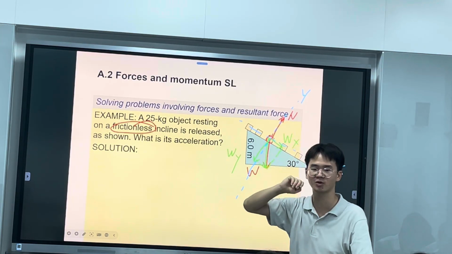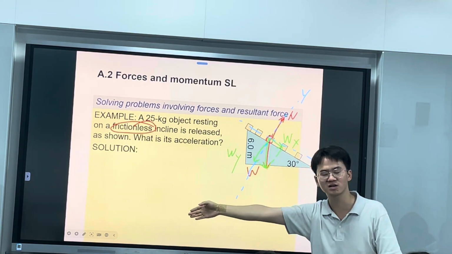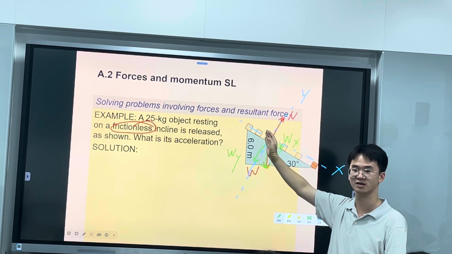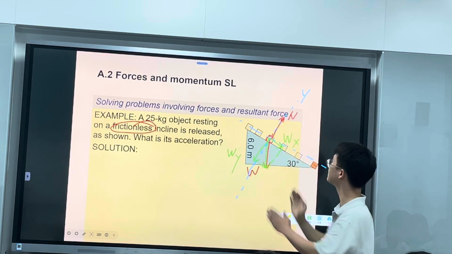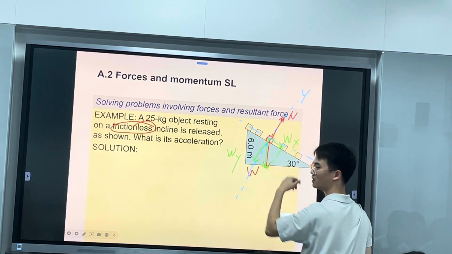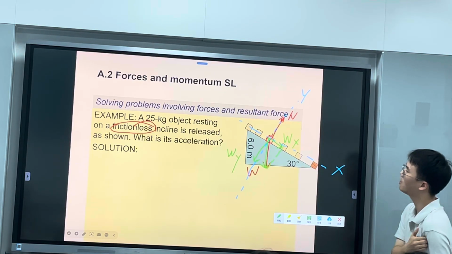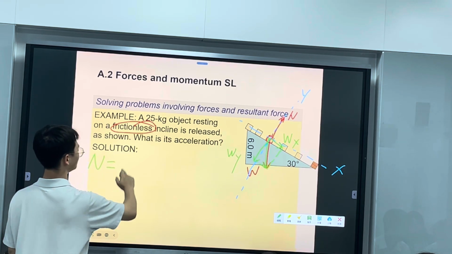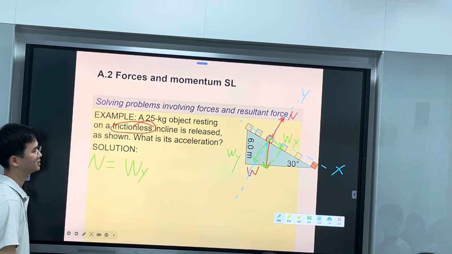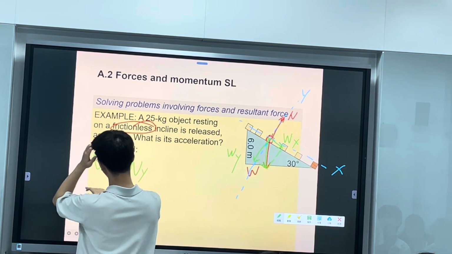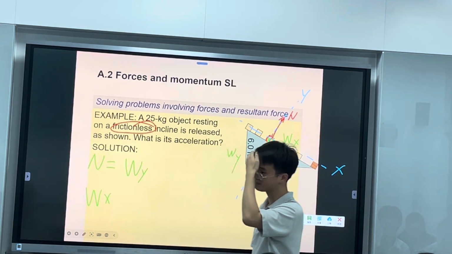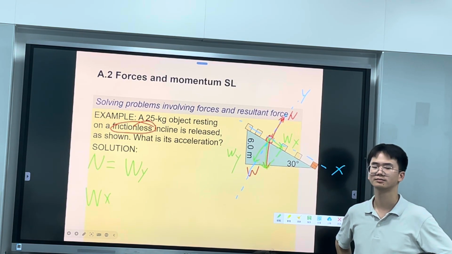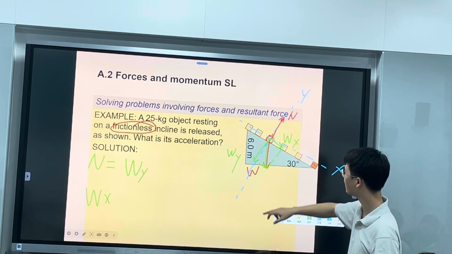Because in the y direction, the net force is 0. According to Newton's first law, if net force is 0, then it's either stationary or moving at a constant speed, right? So in the y direction, it's stationary. It's not moving this way, right? Okay. So what we can get is that the normal force equals Wy in the y component. And in the x component, we only have Wx, right? Now, how do we calculate Wy and Wx? Trigonometry. Okay, so we have a triangle here.